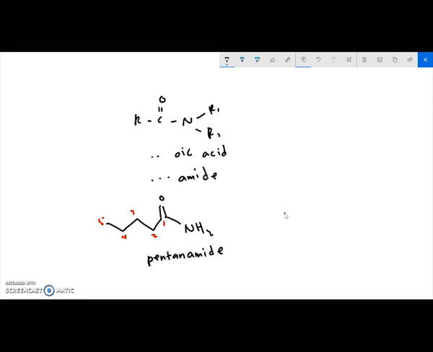If we have an aromatic amide, it is originated from benzoic acid. The benzoic acid will have the OH attached to the C double bond O. However, we're going to replace the OH with NH2. Instead of having benzoic acid as a name, we're going to omit the oic acid and replace it with amide, so that it becomes benzamide.